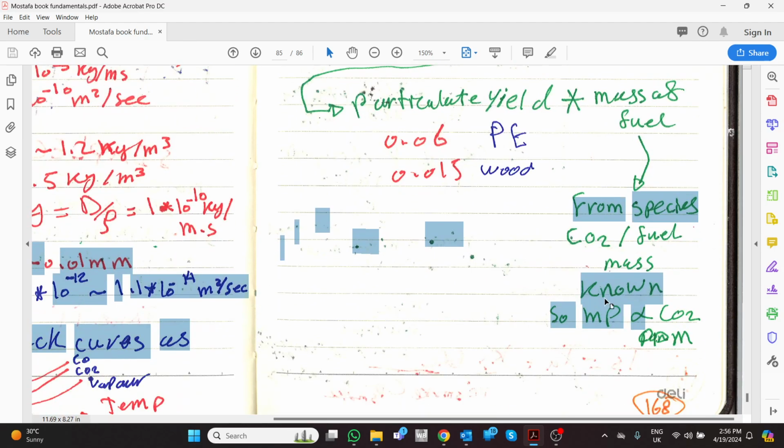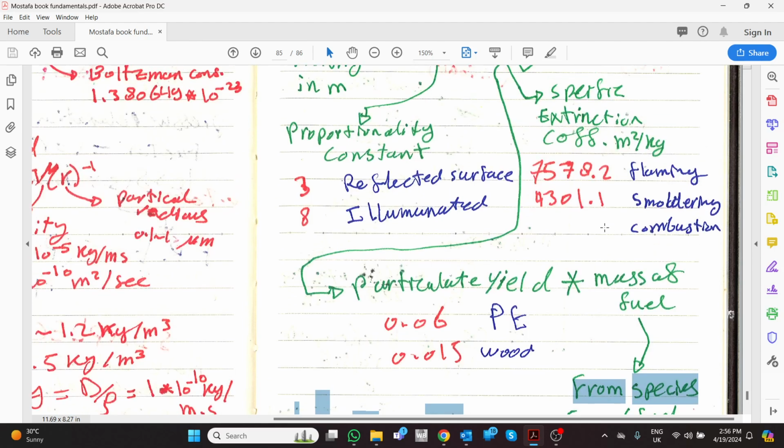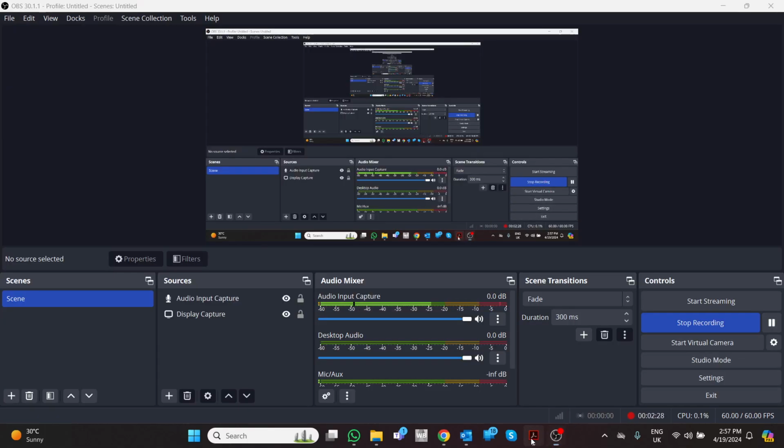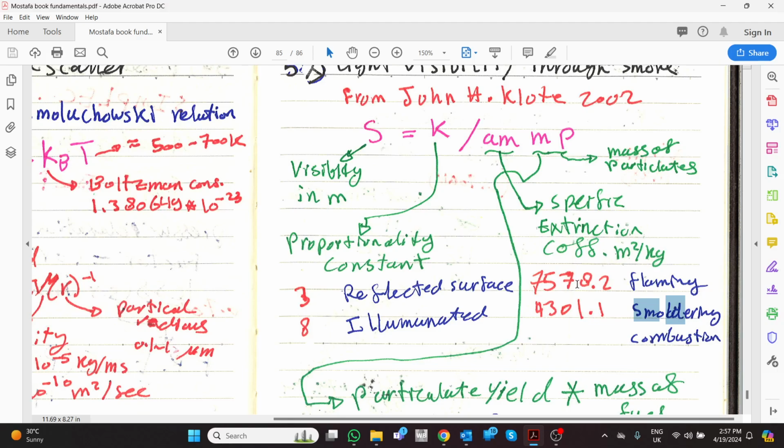By the way, before that, we know the specific extinction coefficient if the flame is flaming or smoldering combustion. So if the fire is flaming or it is smoldering, it is the type of the fire.